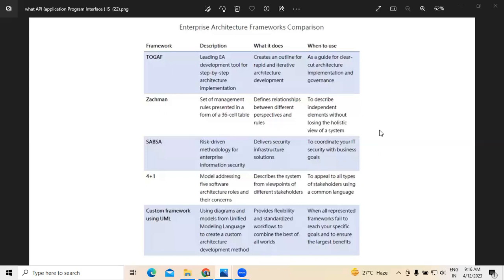So this is the complete understanding of enterprise architecture, followed by its comparisons in reference to the frameworks widely used across industries like TOGAF, ZACHMAN, all that stuff.